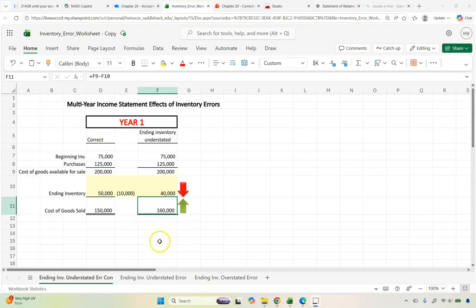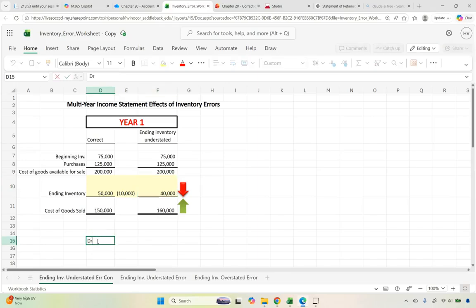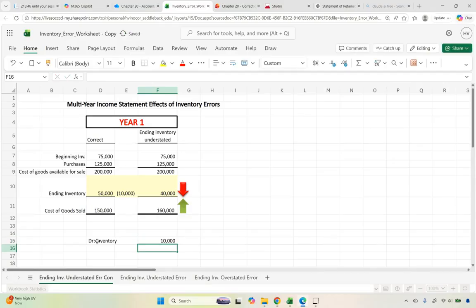So what we would do is look at year 1 and what happened and decide what entries are required depending on the error. Well, if I'm in year 2 and I'm looking at year 1, I see that my inventory is 40 and it should be 50. So I'm going to debit inventory for $10,000. I'm going to increase it by $10,000. And where's my credit? Well, my cost of goods sold is $160,000. That's what I recorded in year 1.